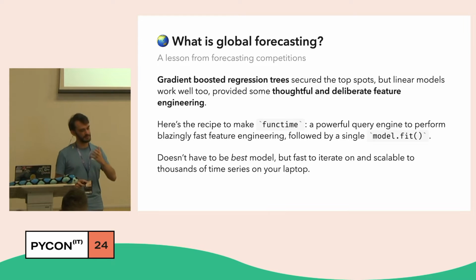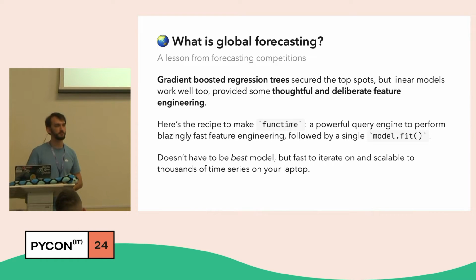And then came the M3 or M4 edition, where there was a lot of data about retail or supermarkets and other places. And this is where, for the first time, one model fit on the whole of the time series came out on top in terms of performance. Really talking about accuracy.